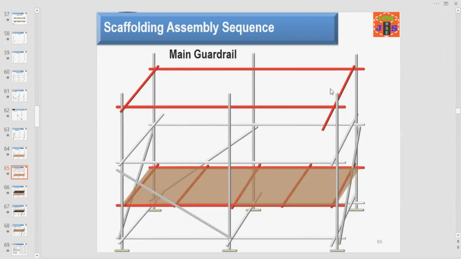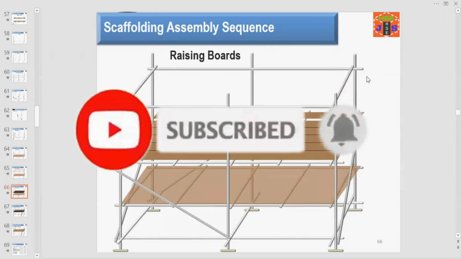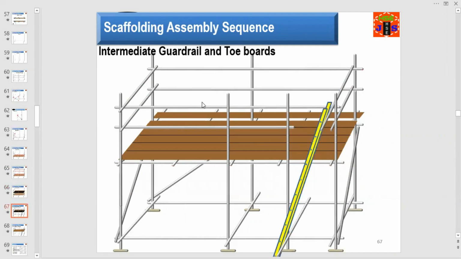At the top, marked with red, you are keeping the main guardrail. In this slide, you are going to start raising boards. This is an example of raising boards. Here you kept the intermediate guardrail and toe board. This is the toe board and this is the intermediate guardrail. This is also an intermediate guardrail, meaning mid rail.